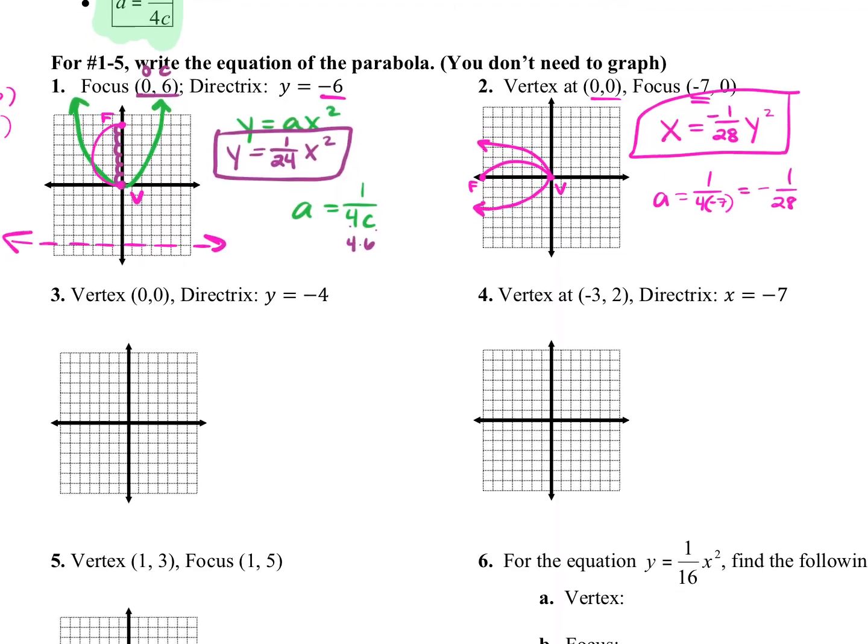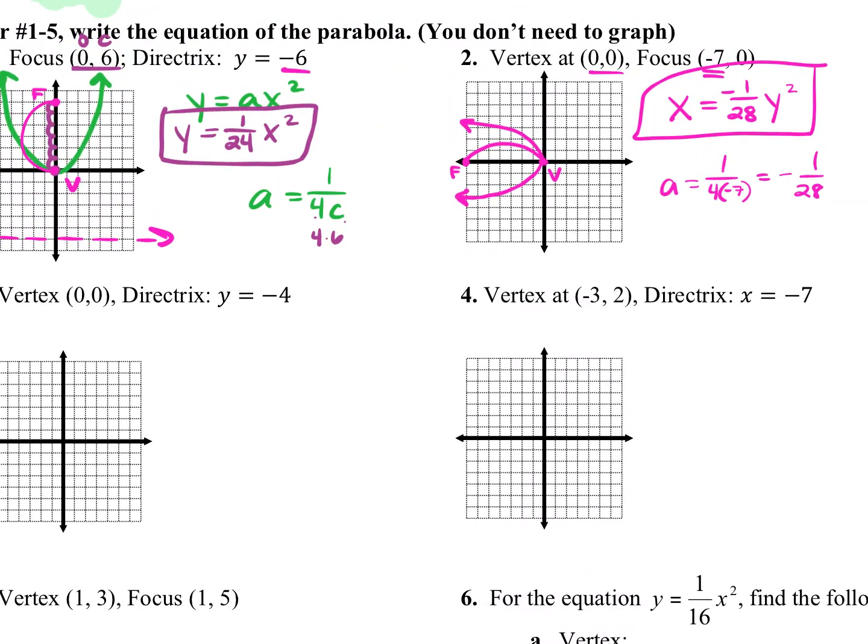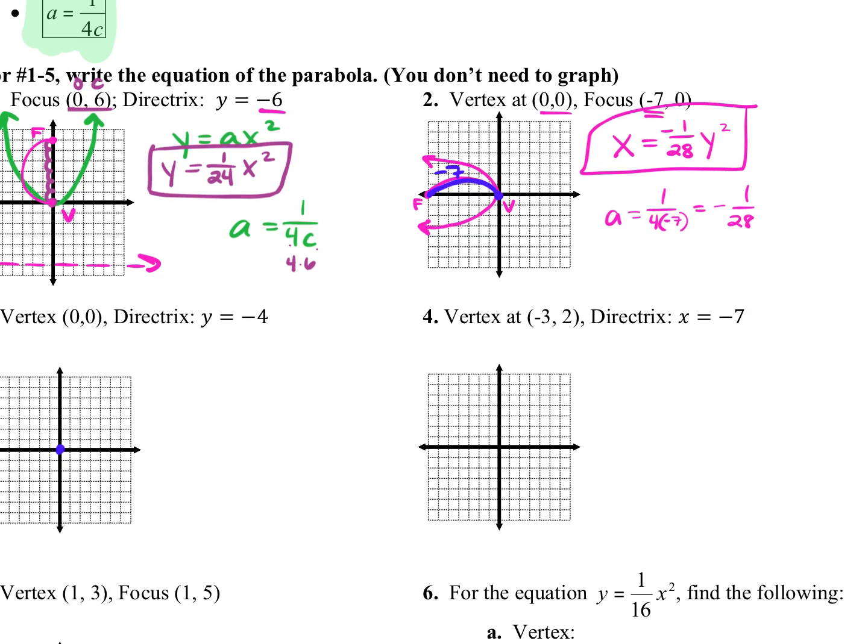Okay. Number 3, you have another vertex at 0, 0. Why would it do that? It goes left. Because you went from the vertex to the focus, you have to go left. That's -7, or the focus is at -7.